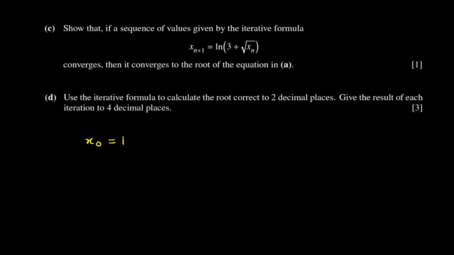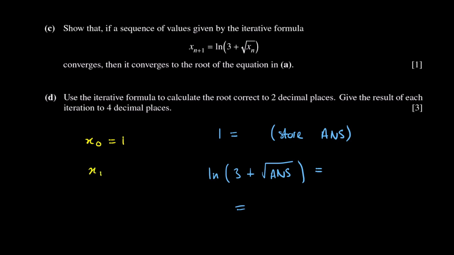So what you want to do on your calculator is press 1 equals, because that's going to store it as the answer. So I'm going to do that. 1 equals. And then what you want to key into your calculator is the following. You want to key in ln bracket 3 plus the square root of answer, close bracket, and then hit equals, because then the result of that is going to be the new answer, which means that you can keep hitting equals and you can get all other subsequent roots. So that's what we're going to do.